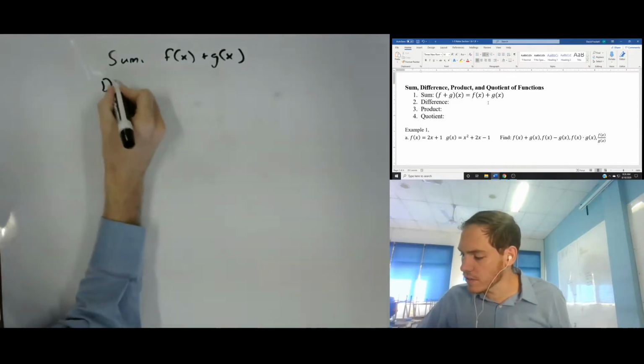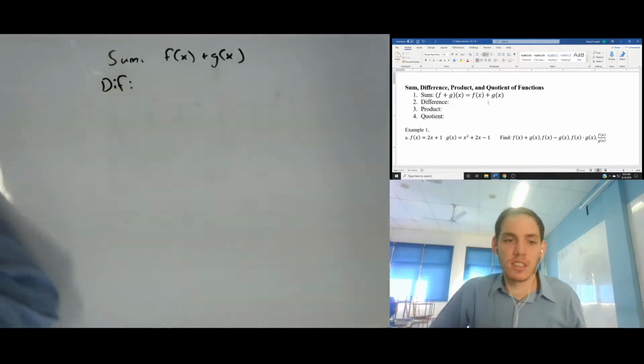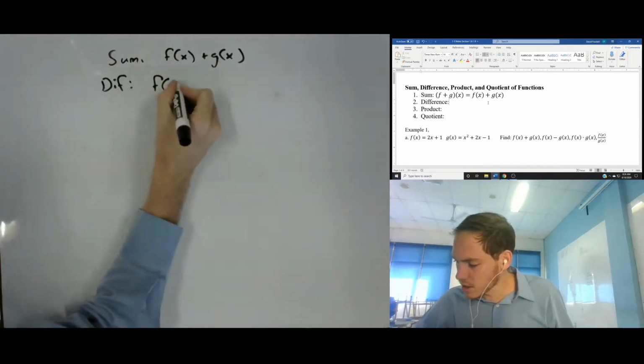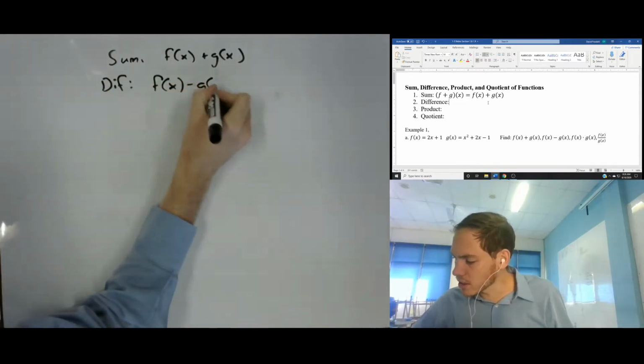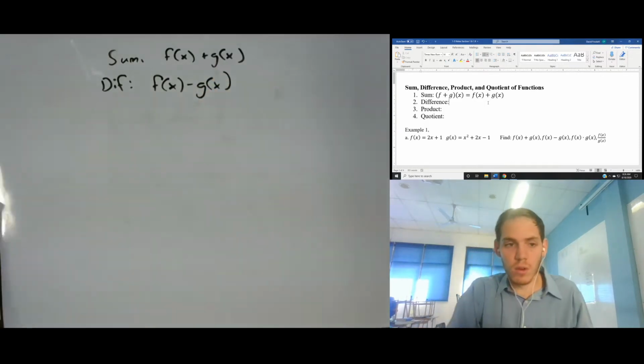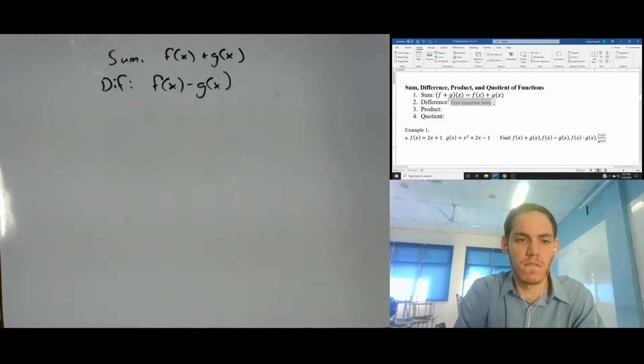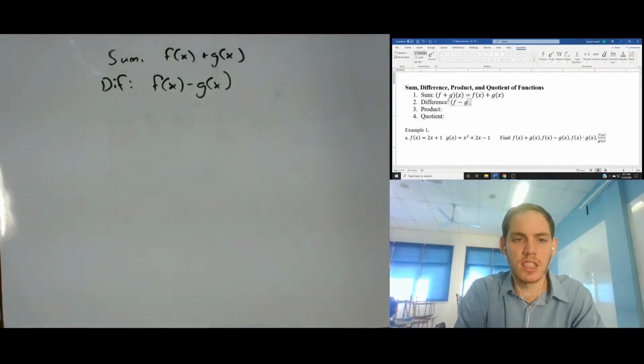The difference is going to be pretty simple. It's going to be f of x minus g of x. I'll write it in here. So it's f minus g of x equals f of x minus g of x.